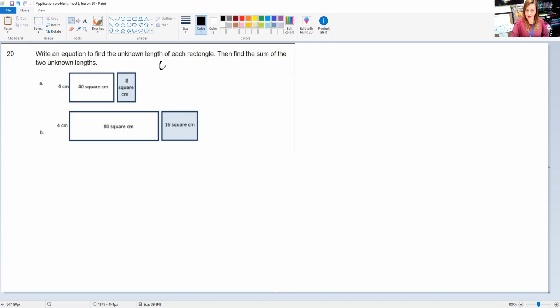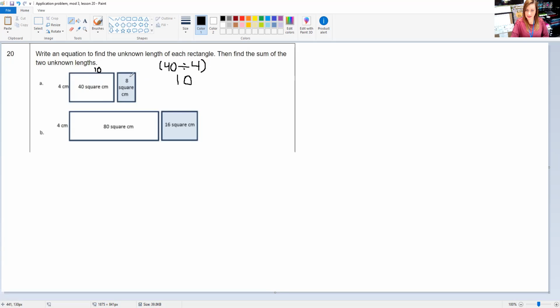You could say, well, I also know that 40 divided by 4 should give me this other side, right? So that would be 10. You could also think of the multiplication. 4 times 10 gives you 40. So I know the length of that side is going to be 10. So now I've got to figure out this other one.